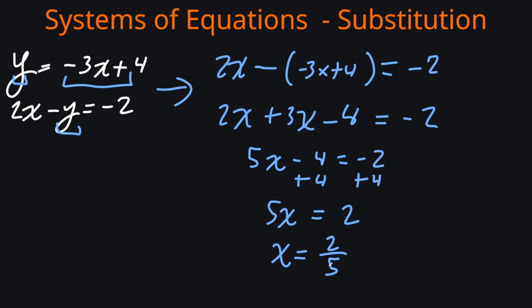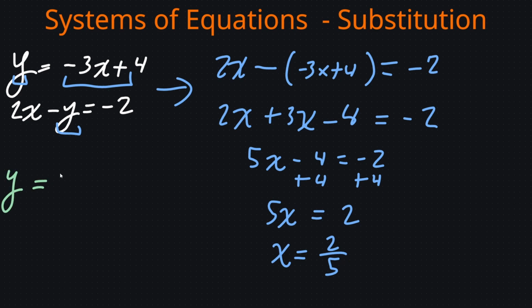I like fractions. I'm going to leave it as is. You can write it as a decimal. It would be 0.4, but I'm going to leave it as a fraction. Now, once we have our x component, we're just going to throw it back into one of the original equations and get our y component. I think the first equation looks nice here. Y is all alone. There's nothing crazy happening on the right side, so I'm going to go with that.